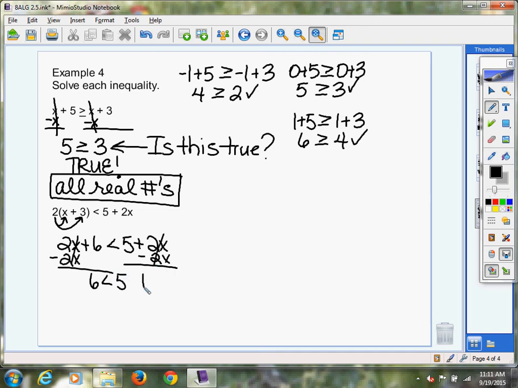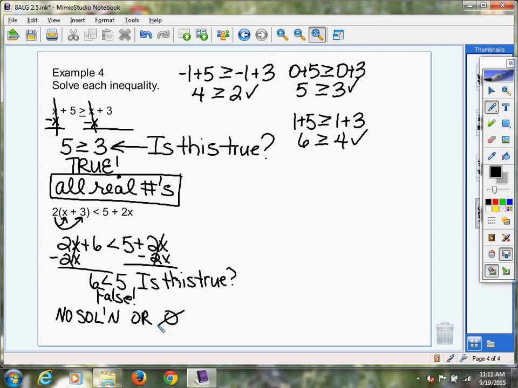So this is what you ask yourself. I lost my variable. Is this true? Is what I have written here, is this true? And no, this is false. So the way you interpret this answer is, there's not a number on this planet I could ever plug in that will make this true. So you would say no solution, or you could write null set, N-U-L-L, null set.